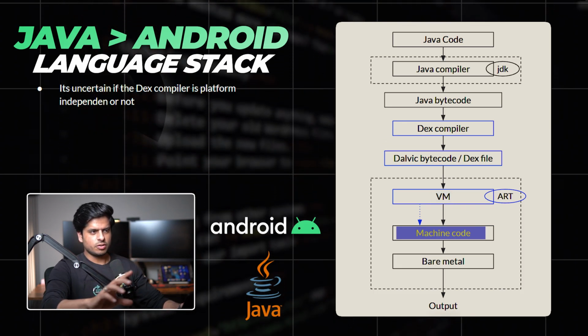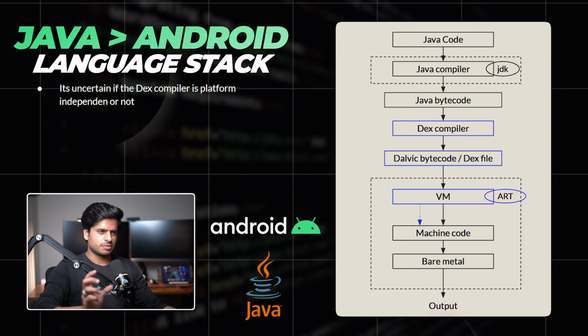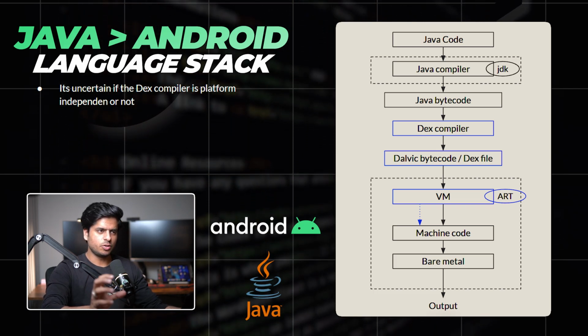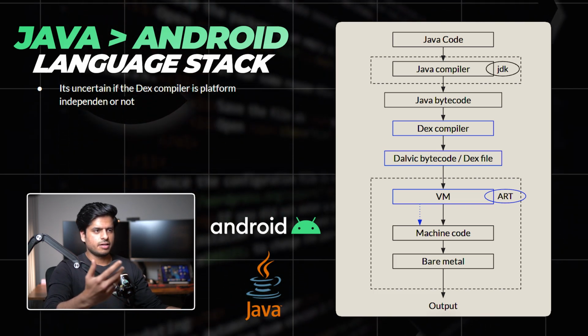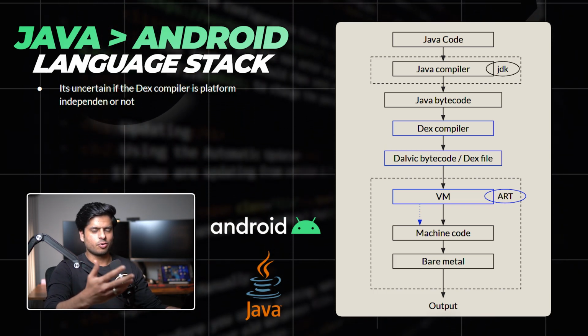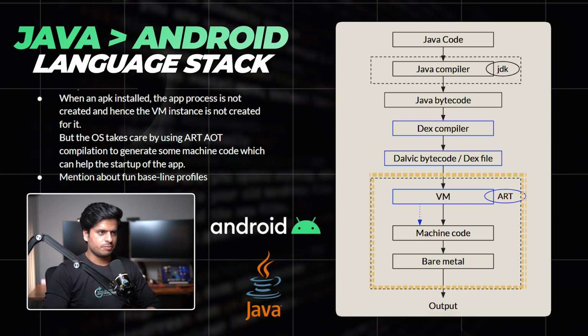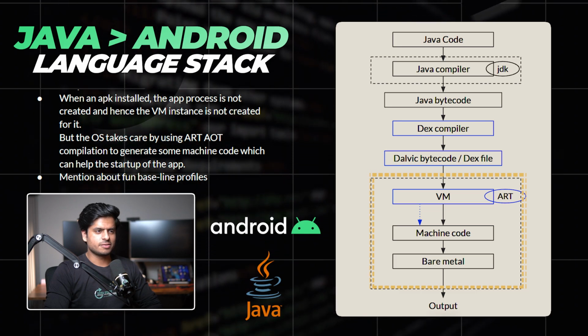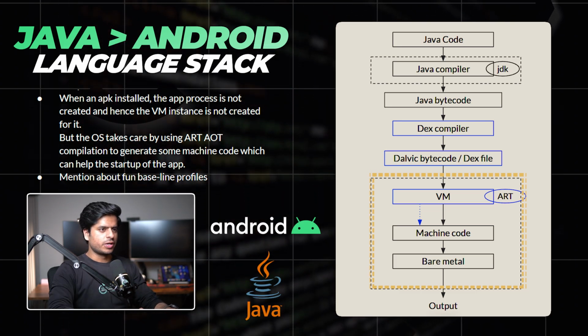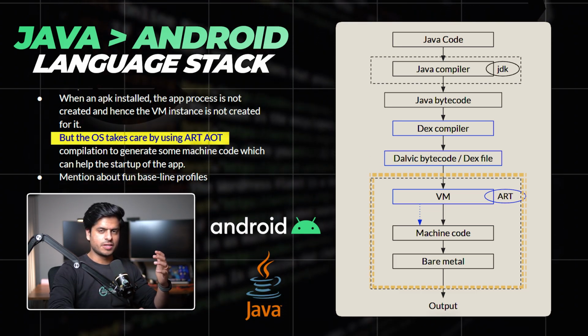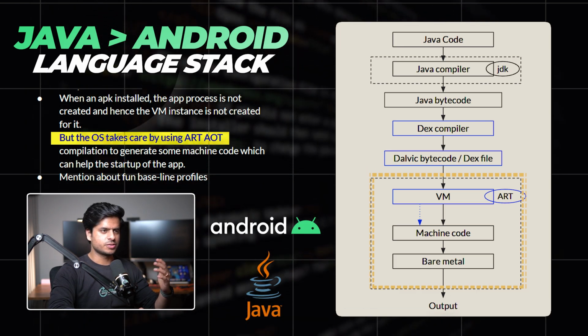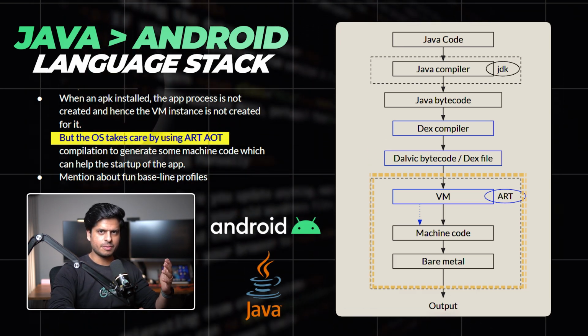Now, this is not exactly like the JVM. You can think of it like a detuned version of JVM. And again, we don't have JRE. It's like Android runtime, ART. Now, the dotted line that you see from VM to machine code is the fun part about Android. So Android runtime has this thing called AOT, which is known as ahead of time compilation.